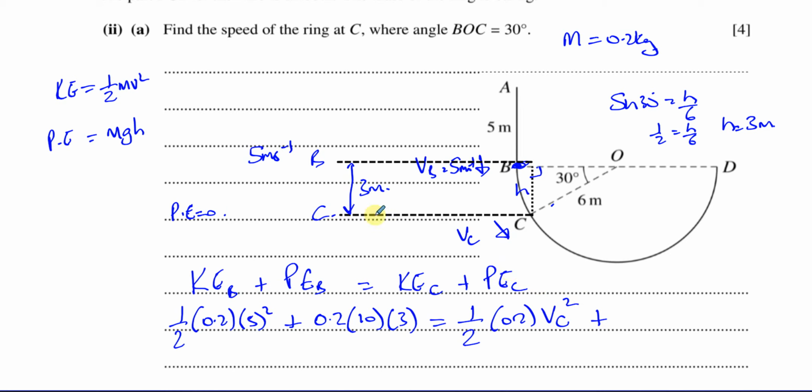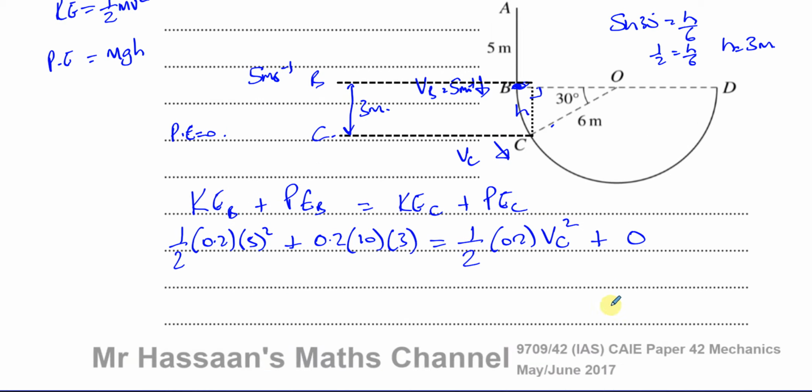And the potential energy at C is 0 because I called that the 0 level in my calculations. So now I have an equation which I can use to solve for VC. I have a half times 0.1 times 25, that's going to be 2.5. Then 0.2 times 10, which is 2, times 3, which is 6, equals a half times 0.2, that's going to be 0.1 VC squared.